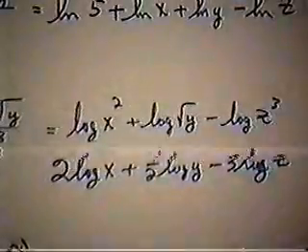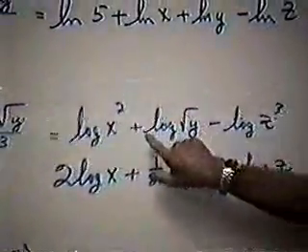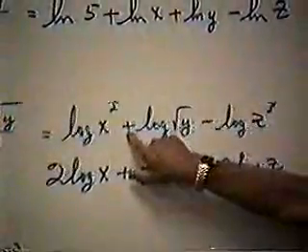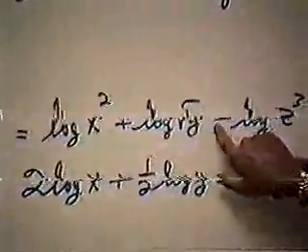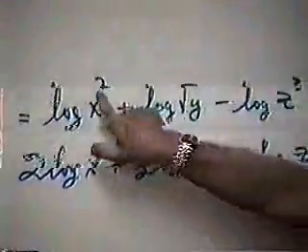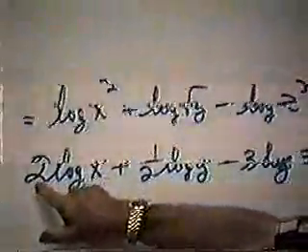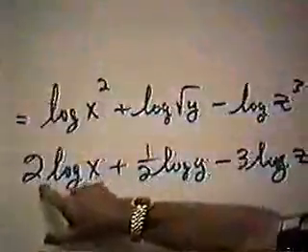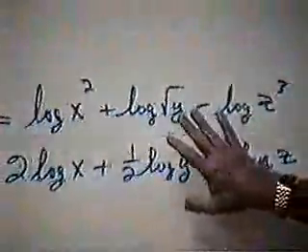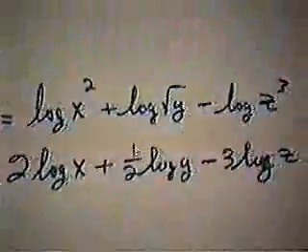Now there are your 3 rules right here in this example. The log of multiplication is addition, the log of division is subtraction, and the log of a letter to a power can be moved out, the power can be moved out in front. All right, those are 3 laws of logarithms that you need to know.